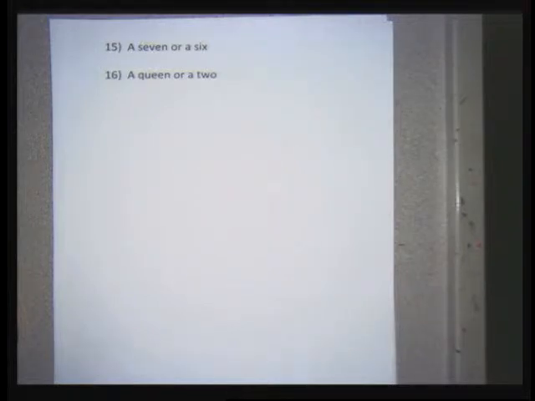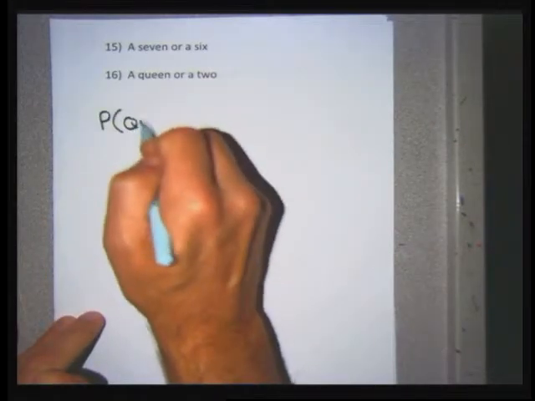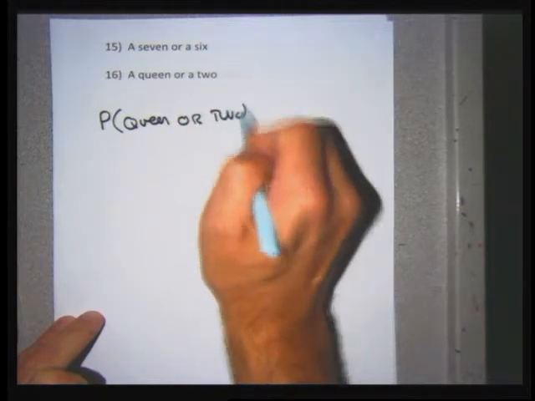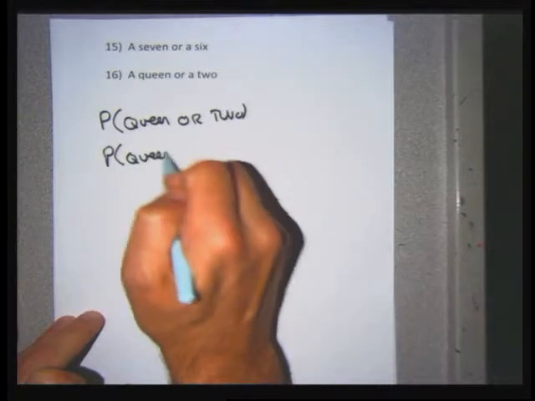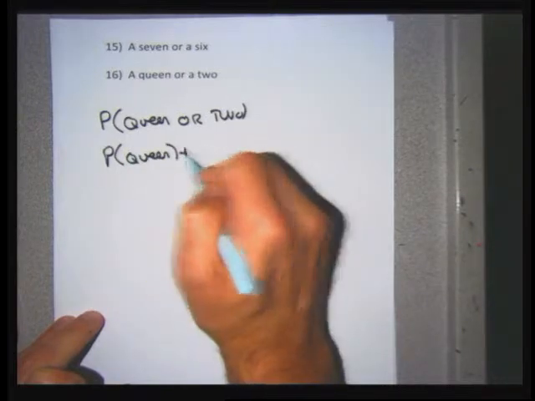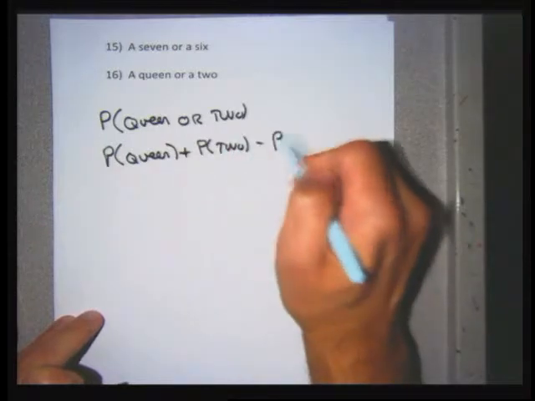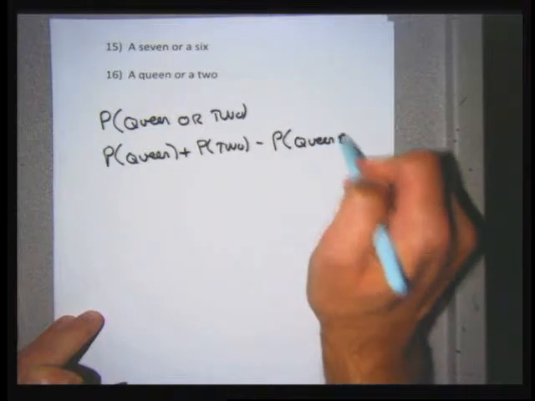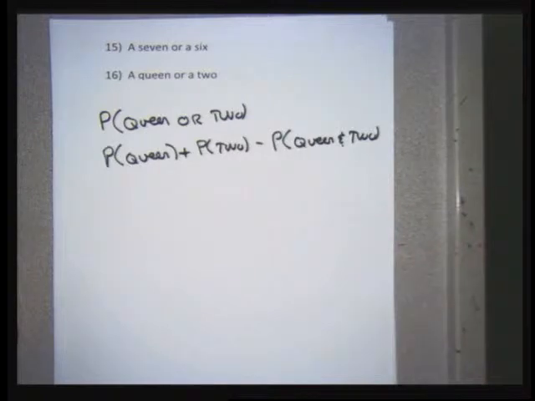So 15 and 16 kind of work similarly. So for 16, I'm trying to find out the probability of getting a queen or a 2. That's going to equal the probability of getting a queen plus the probability of getting a 2 less the probability of getting a card that's both a queen and a 2. So I'll mark up my sample space.